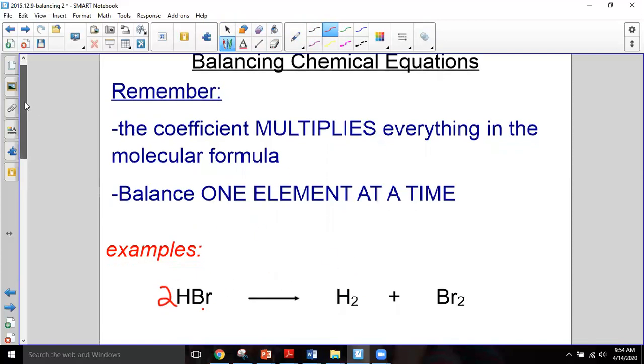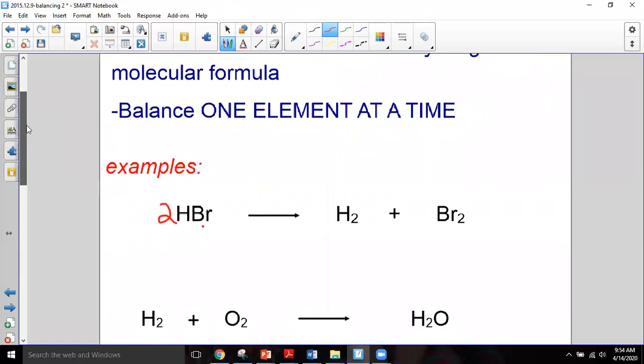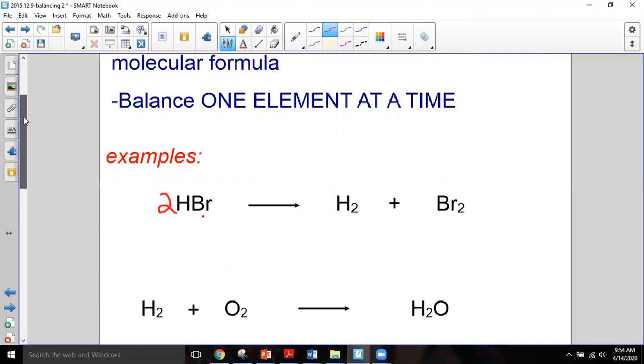So this is balanced. It follows the law. We're done. Another example, what if we wanted to do the synthesis of water, combining hydrogen and oxygen to make water? Same process. I see I have 2 hydrogens on the reactant side, 2 hydrogens on the product side. Remember, this arrow separates reactants on one side, products on the other. But I start with 2 oxygens and I end with only 1 oxygen. So that's not balanced.